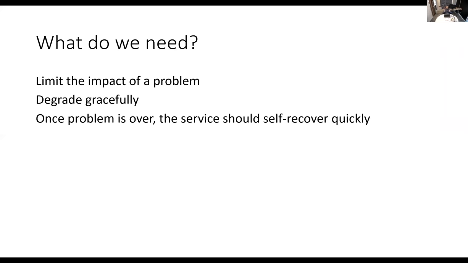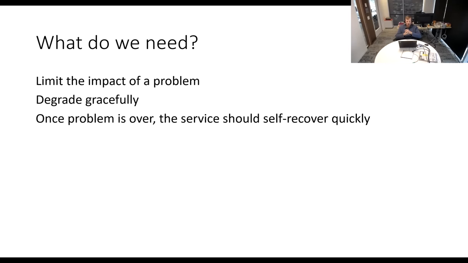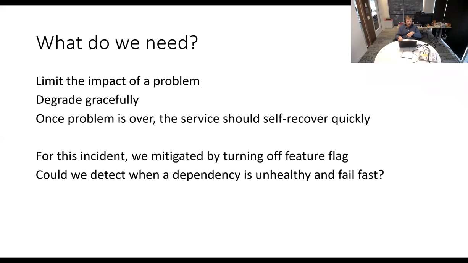So what do we need to do? We need to figure out how to limit the impact of this kind of problem. We have to degrade gracefully. And once the problem is resolved, the service needs to be able to recover quickly. In this case, what we did is we humans looked at it, figured out what was happening, and ultimately turned off the feature flag. But again, that takes hours of getting somebody's attention, getting them online, getting them to start debugging it, figure out what's happening, turn off the feature flag, and check to make sure that actually did it. It takes time. So how can the system detect it's unhealthy and fail much faster?